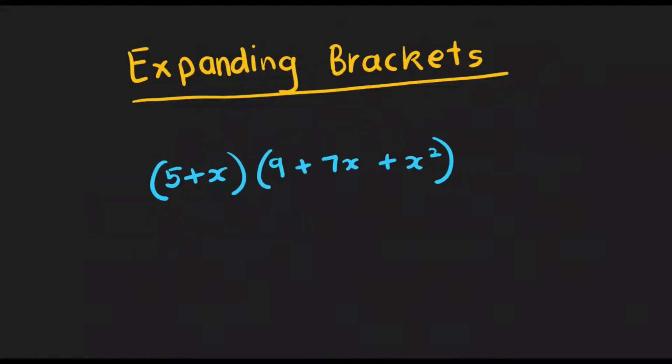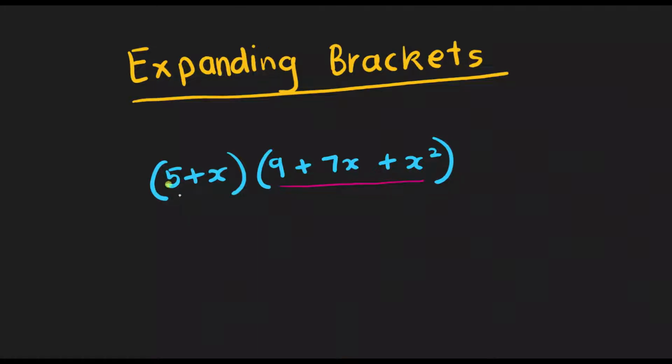Let's now go through some questions in which we need to expand the brackets before we can collect any like terms. Question number 1. So in this particular case, as you can see, the expressions are within the brackets. So before we can do any further simplification, we need to expand this bracket first. And we can do that by multiplying the terms with each other individually. So let's go ahead and do that.